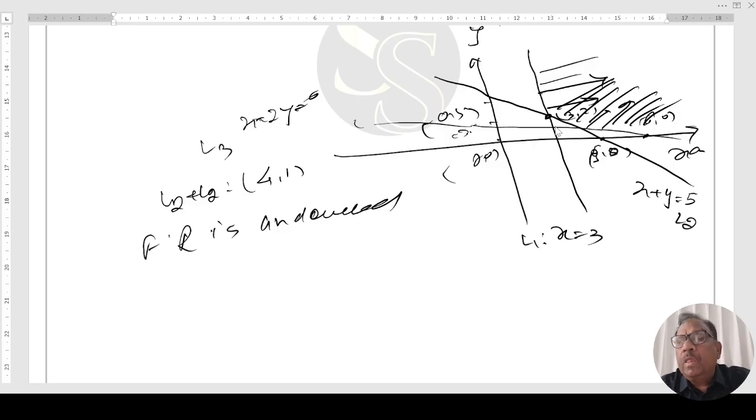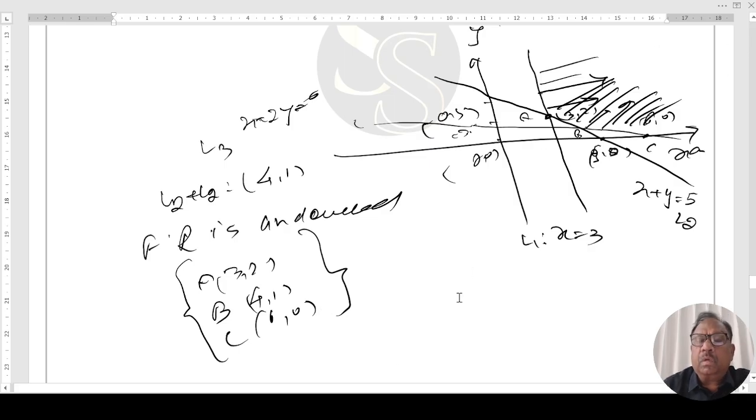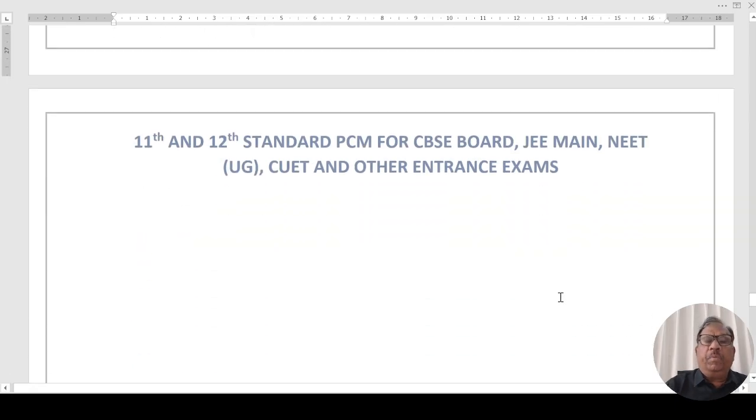And these points are A, B, C. Point A is (3, 2). B is (4, 1). C is (6, 0). These are the corner points. Right? Now to make the calculation, we use the corner points.